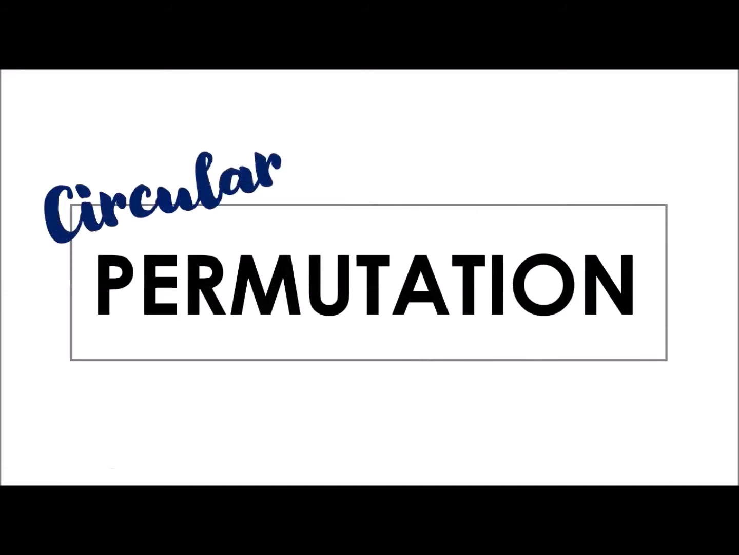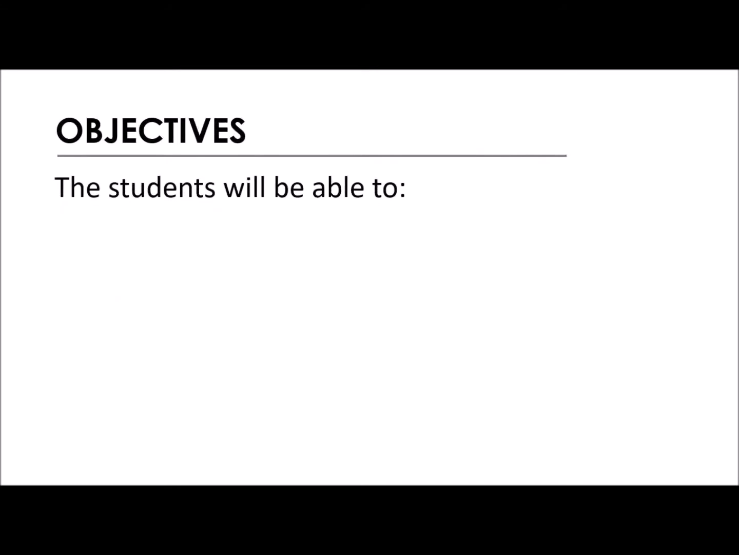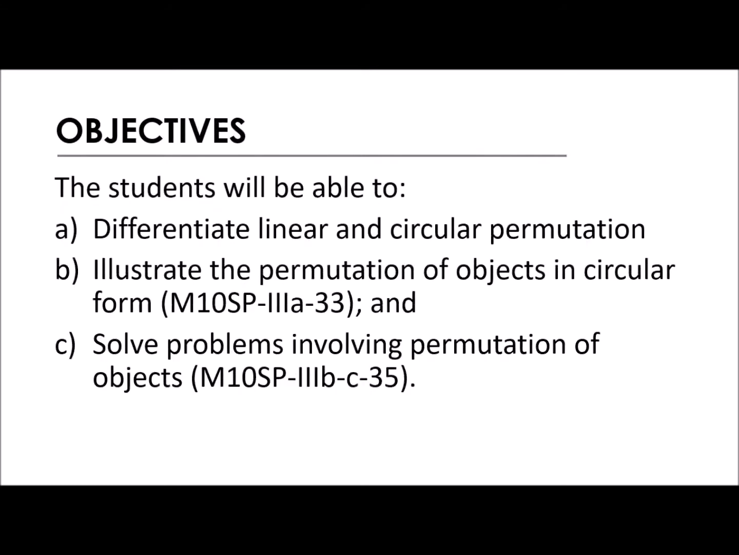Morning, everyone. We will now deal with the second type of permutation, which is in circular form. So, our target for this video lesson is to differentiate linear and circular permutation, and we're going to illustrate how to solve circular permutation and solve problems involving permutation of objects, particularly in circular form.